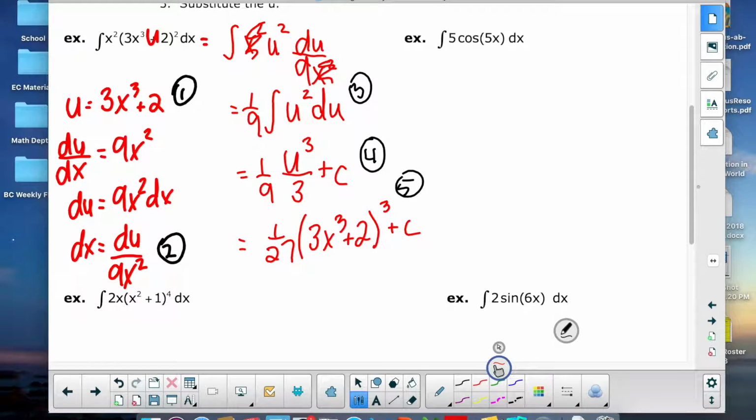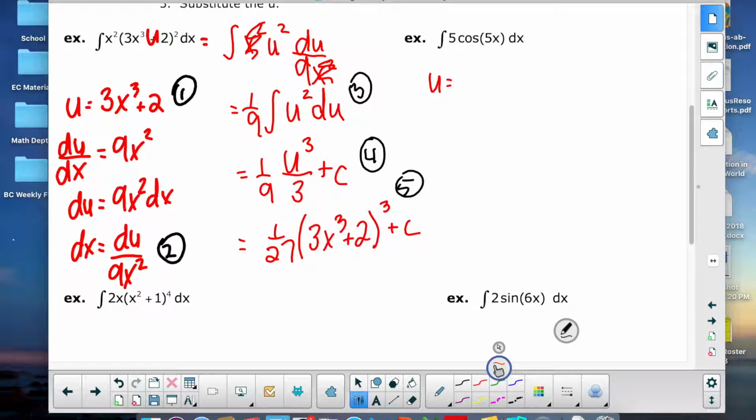Second one. I'm going to do the second one, and then you guys are going to do the next two. Got it? Okay, so first step, determine my u. Remember, u is always what's inside of our grouping symbol.